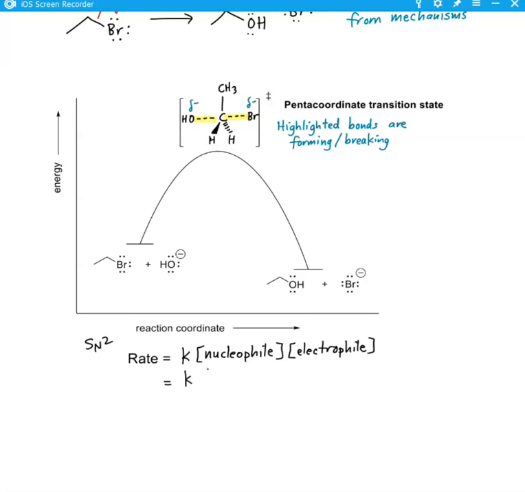In the present example, it would be K times the concentration of hydroxide, which is the nucleophile, times the concentration of ethyl bromide, which is the electrophile. So each of these concentrations, because there's no superscript, there's no exponent, is raised to the first power. So when you add the powers together, 1 and 1, you get 2. And this is what tells you that the reaction is second order overall or bimolecular.